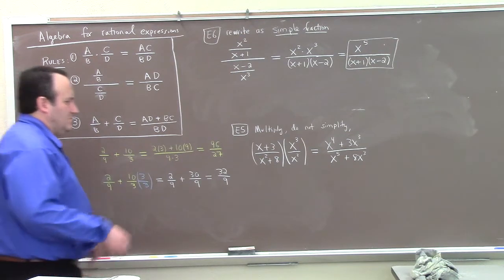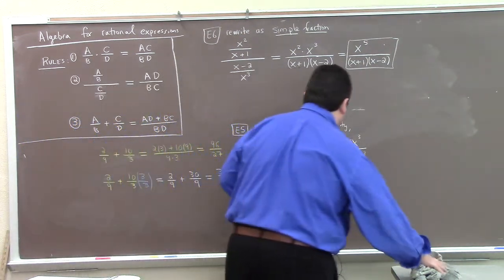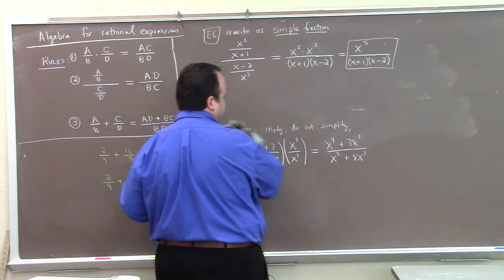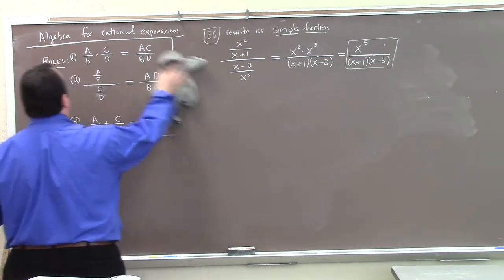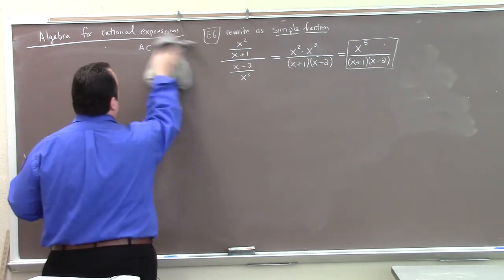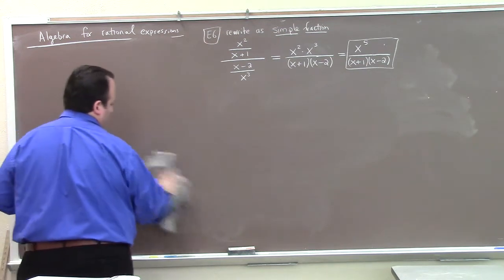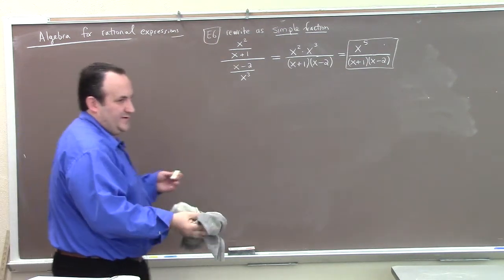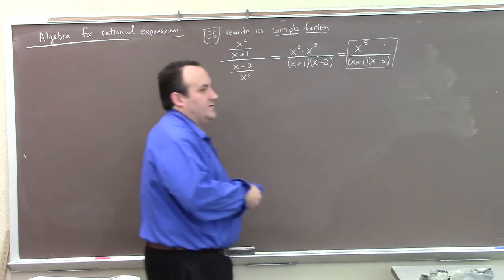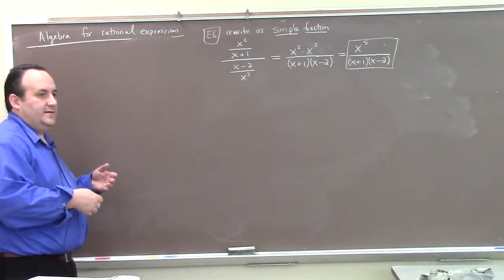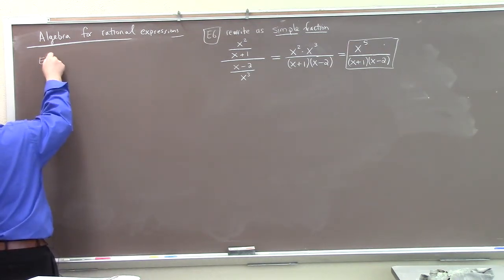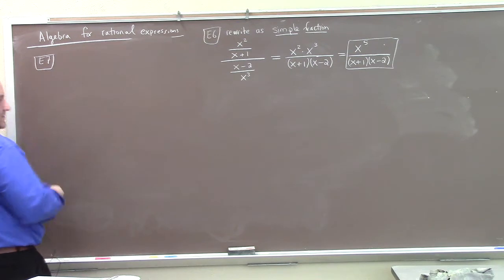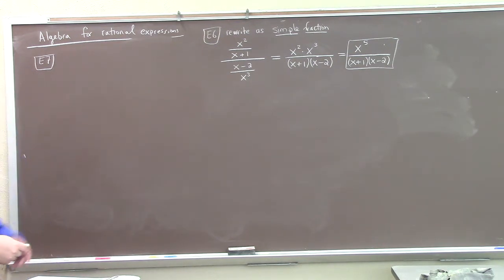Let's look at some examples where we simplify. So simplification examples are basically undoing the steps we just did. The goal is to use rules 1, 2, and 3 to simplify the rational expression. So let's look at some examples. We'll start out with some really simple ones, like from section 5.1. Start real simple.